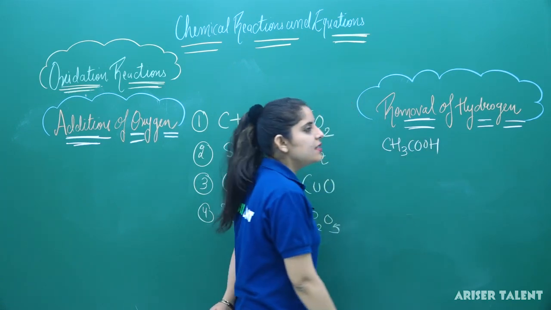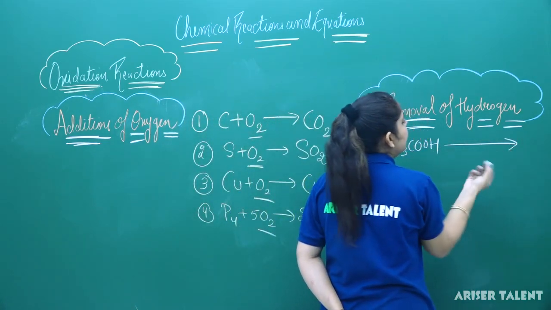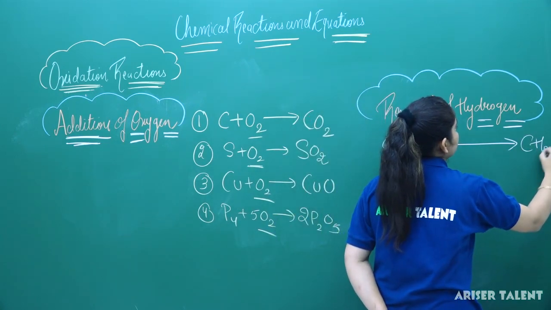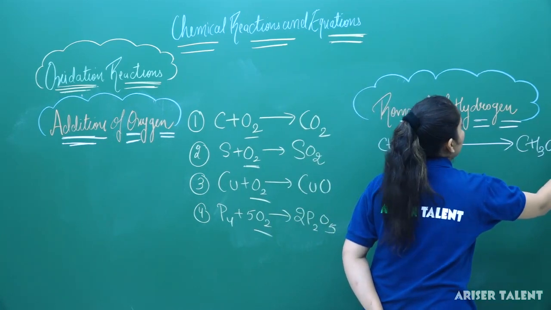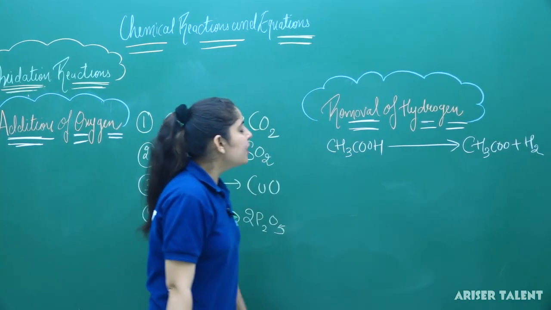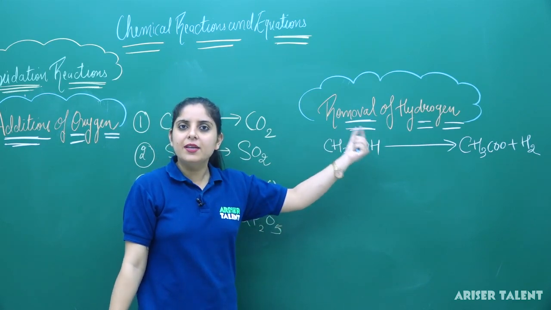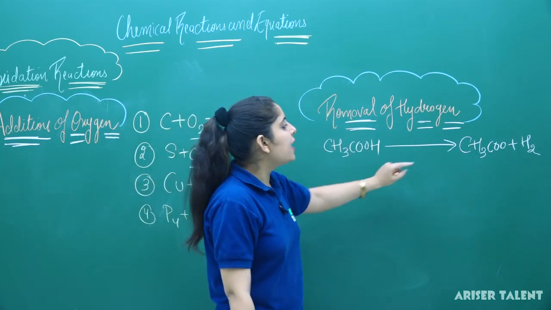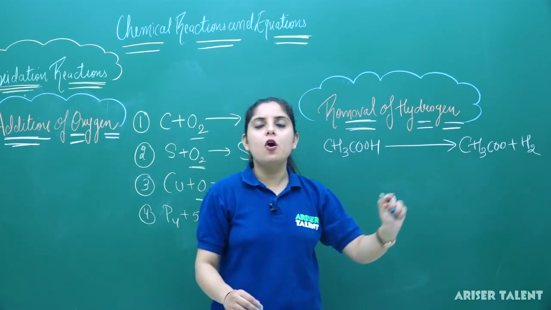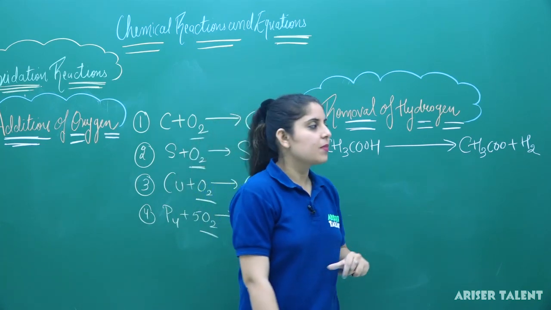CH3COOH. This is acetic acid you have. When acetic acid is heated with a particular reagent, you will get CH3COO, and you can see that H2 is going to be removed from the solution. So, you can see that in that acetic acid, when you are adding a particular reagent, the hydrogen is getting separated from here. So, the removal of hydrogen is known as the oxidation reaction.